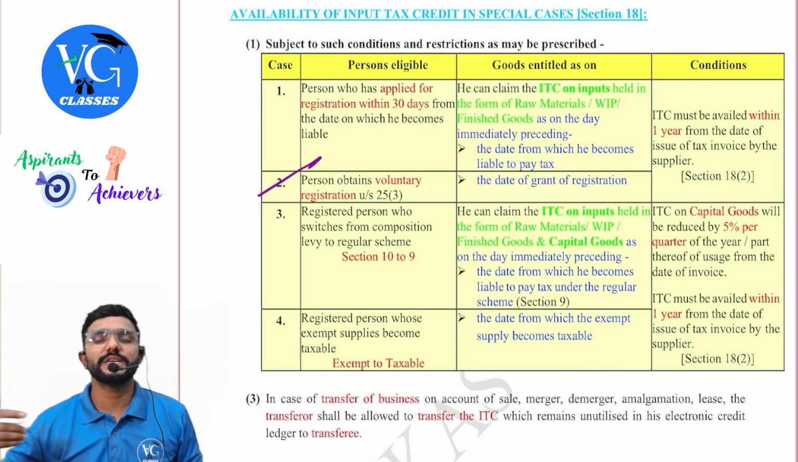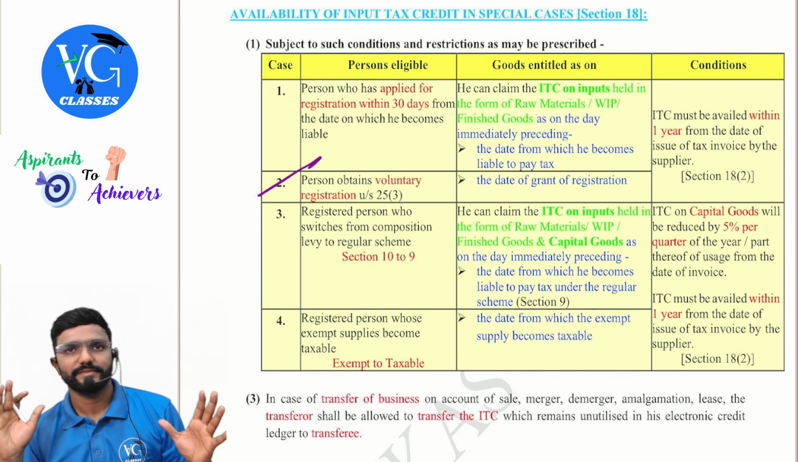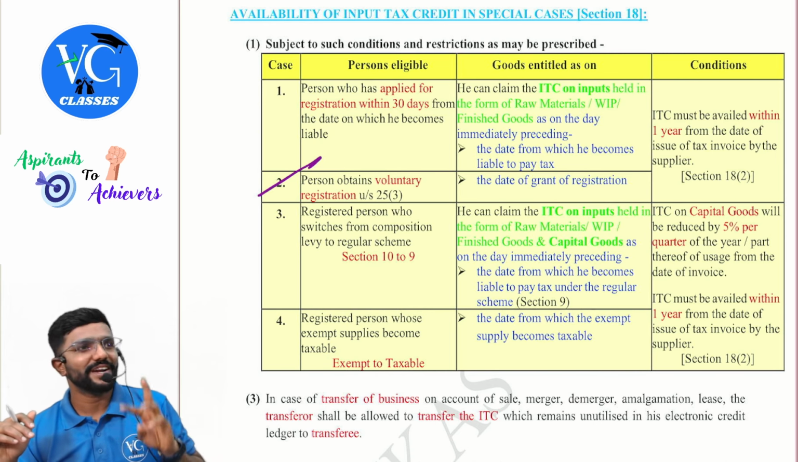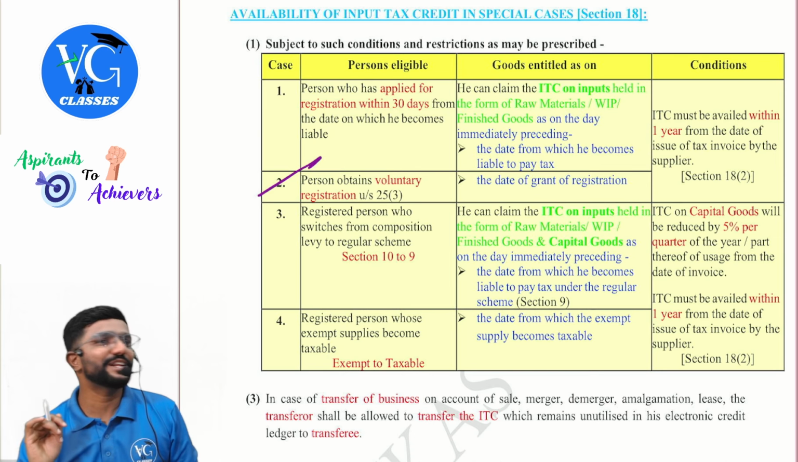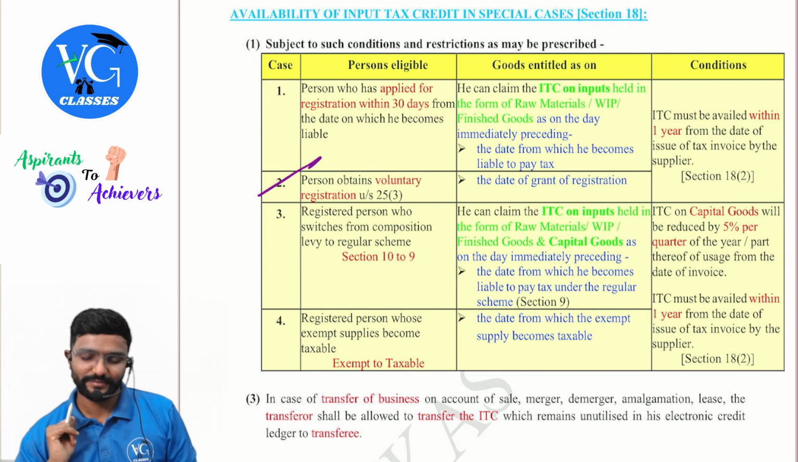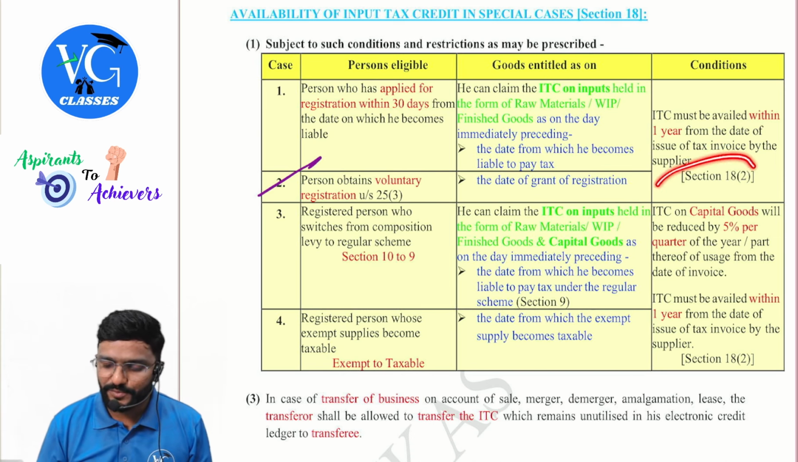If the goods are already more than 1 year old, no credit. So I had purchased 1.5 years back, 2 years back. Still I am having it in my inventory. Can I claim the credit? No. No credit.